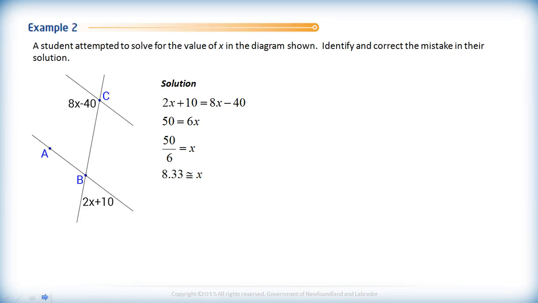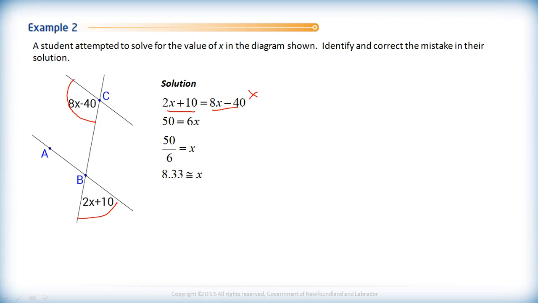Alrighty, next question. A student, the anonymous student this time, attempted to solve for the value of x in the diagram shown. Identify and correct the mistake in their solution. Okay, so we're solving for x, and we know that this angle is 8x minus 40, and this angle is 2x plus 10. And a student said that 2x plus 10 has to equal 8x minus 40. Well, I don't see why they should have to be equal to one another.